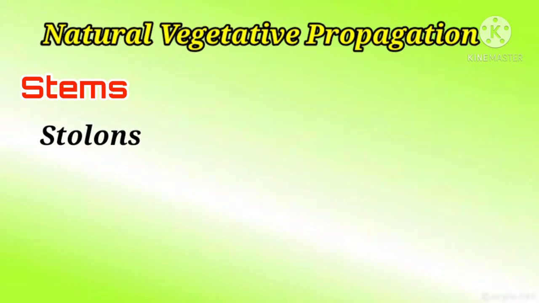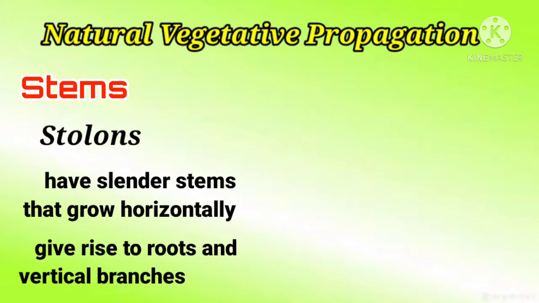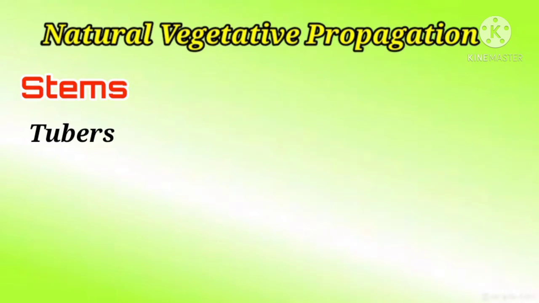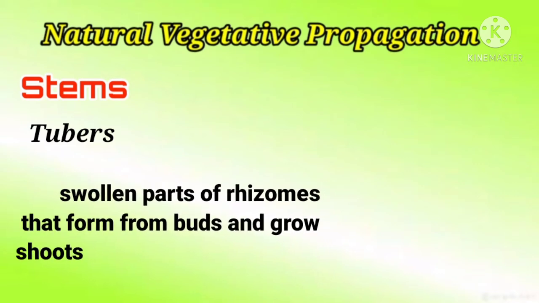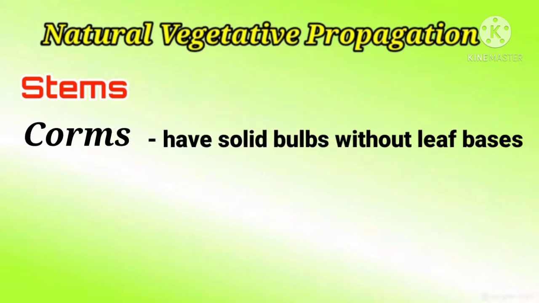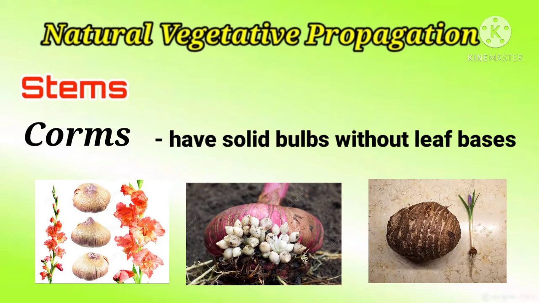Stolons, also called runners. They have slender stems that grow horizontally on the ground. They give rise to roots and vertical branches or shoots at some points. Strawberry is one of its examples. Tubers. Tubers are the swollen parts of rhizomes that form from buds and grow shoots. Examples include potato and cassava. On the other hand, corms have solid bulbs or basal plate without leaf bases. Examples include gladiolus and taro plant, or commonly known as gabi.